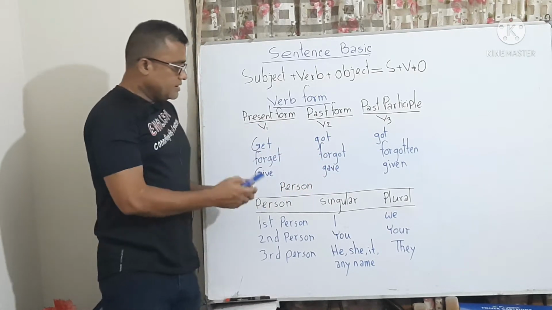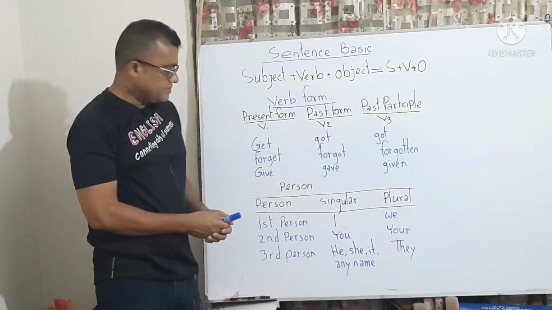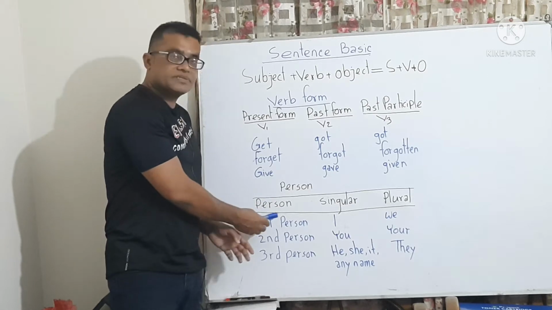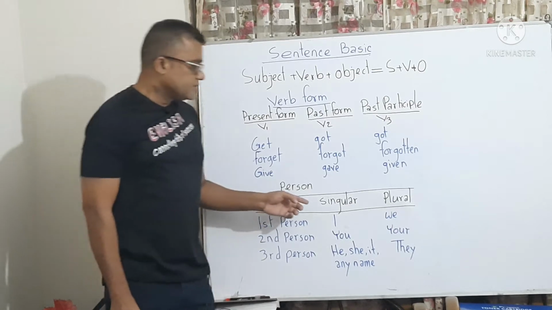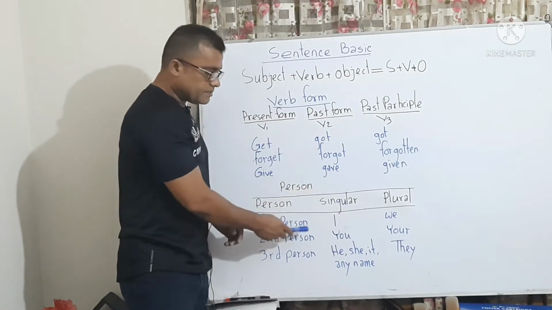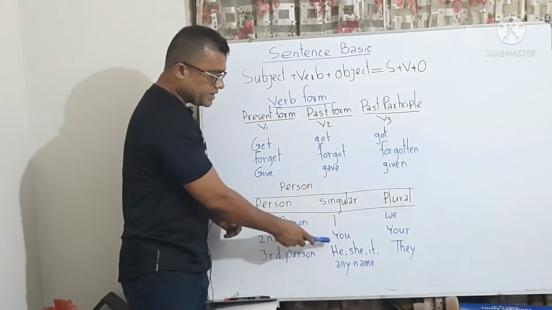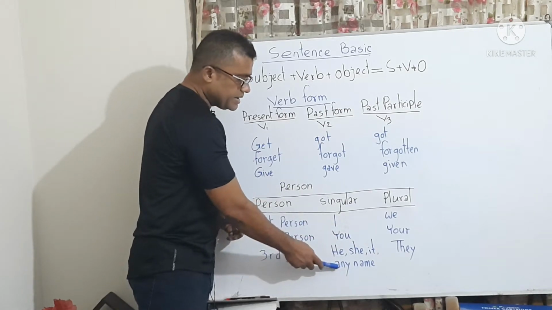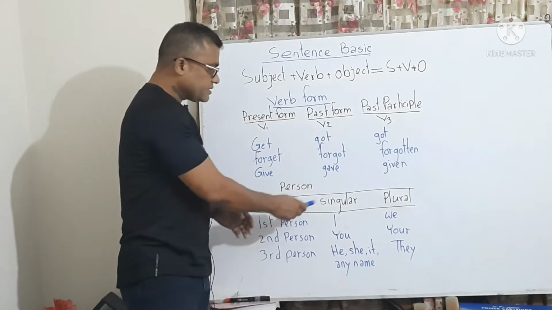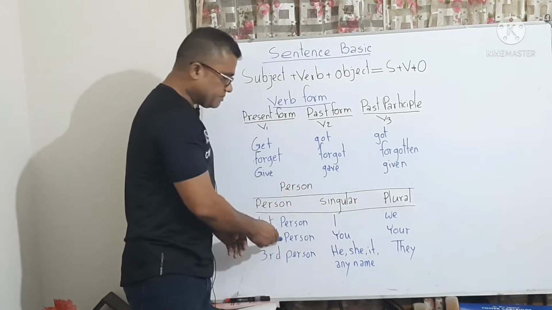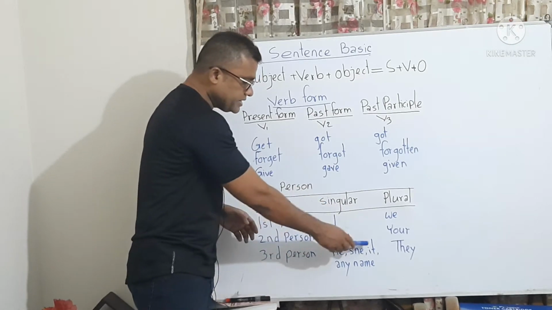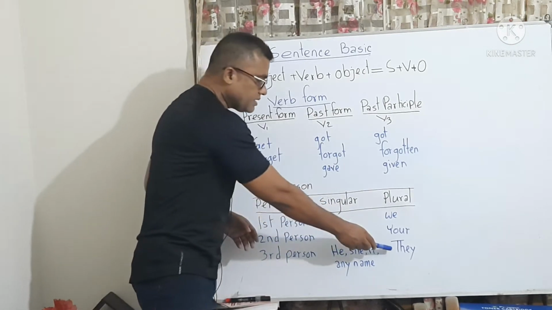Now let's learn person. There are three kinds of person: first person, second person, third person. Singular and plural. First person I, we. Second person you, your. Third person he, she, it, or any name, they. First person singular I, plural we. Second person singular you, plural you. Third person singular he, she, it, any name, and plural they.